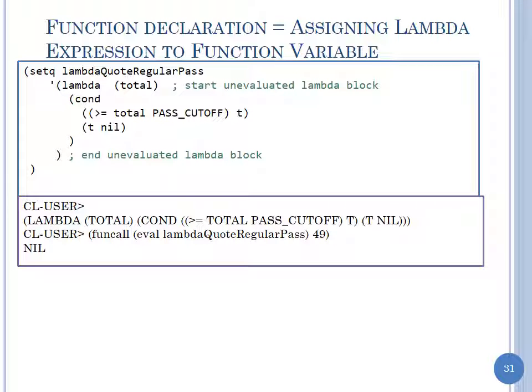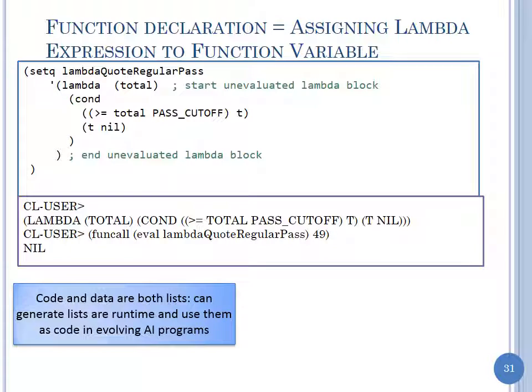So this is what you can do now. I don't have to go and do defun function name, which is much easier to use. I can just say setq lambda, another function that I'm calling lambda quote regular class, and I assign to it the lambda expression. Okay, and it's a little confusing. Am I assigning to it the value returned by the lambda expression, or the lambda expression itself? There's a bit of ambiguity. So I put a little quote before the lambda expression to say please don't evaluate it, which means just assign that list to this variable.